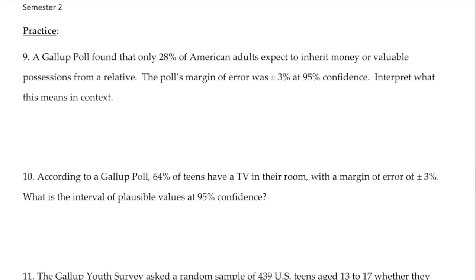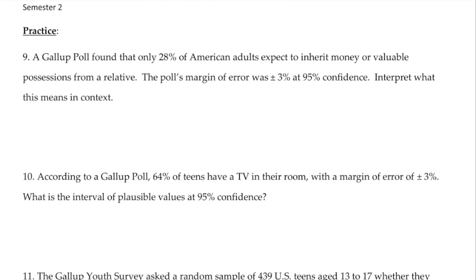Number 9. A Gallup poll found that only 28% of American adults expect to inherit money or valuable possessions from a relative. The poll's margin of error was 3% at 95% confidence. Interpret what this means in context.